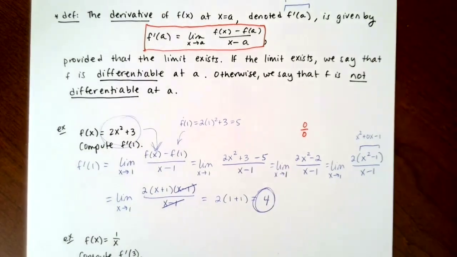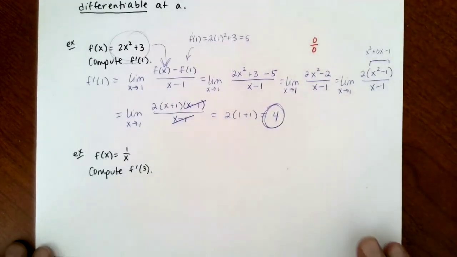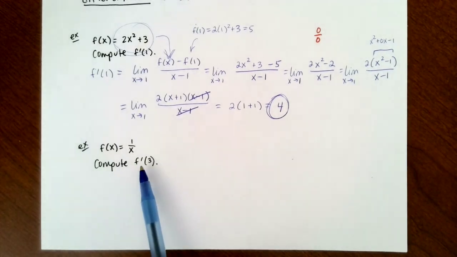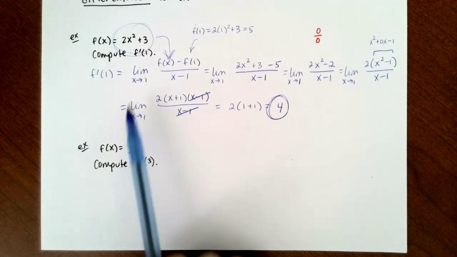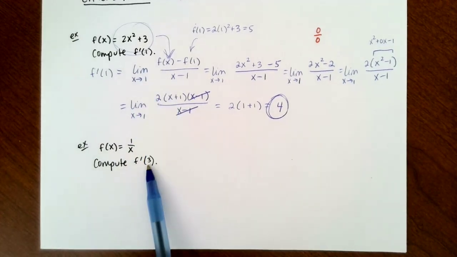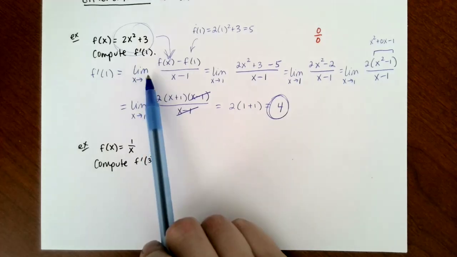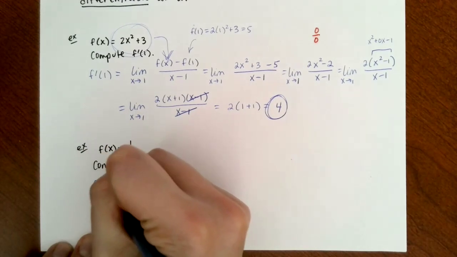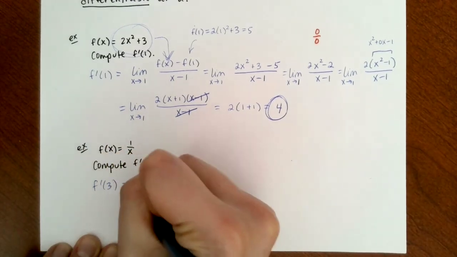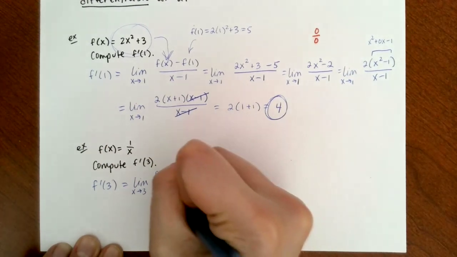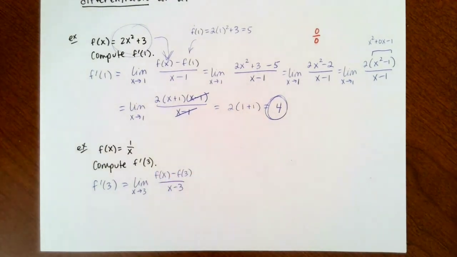All right, let's try one more. I have a different function type for our second example, but otherwise it's going to go the same way. So we have a new function and then f prime of 3. So I'm going to start by writing this f prime of 3 derivative definition, just with a 3 plugged in for a instead of the ones here. So that'll be limit as x approaches 3, f of x minus f of 3 over x minus 3.